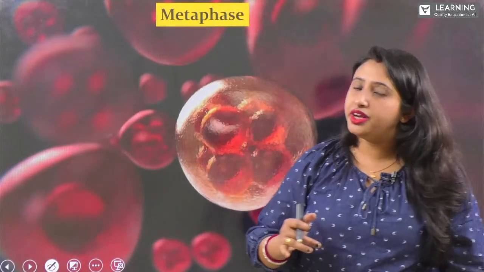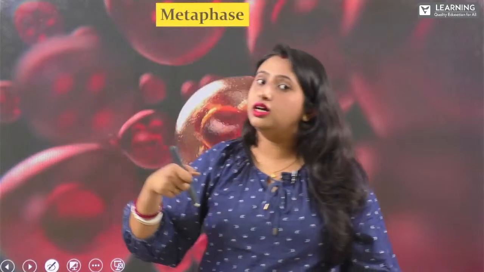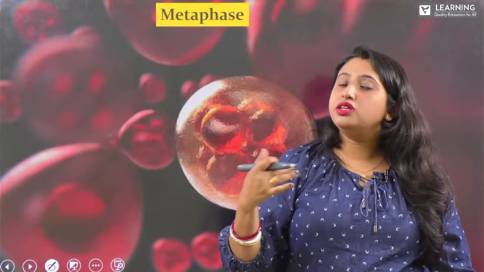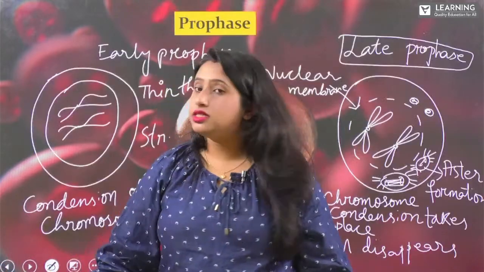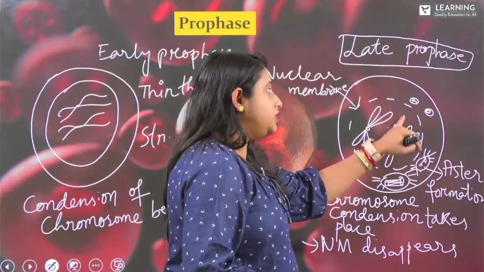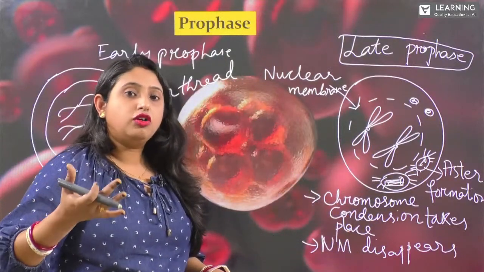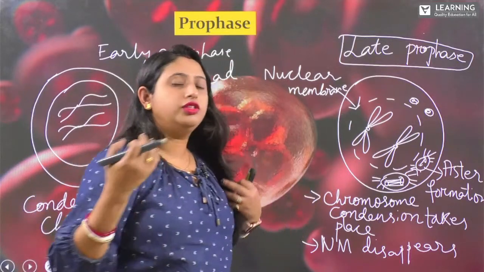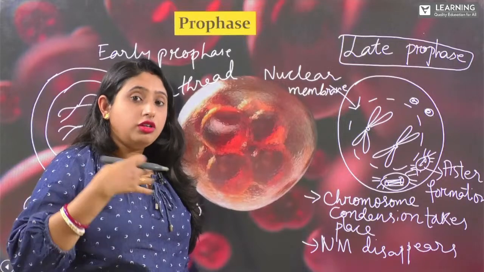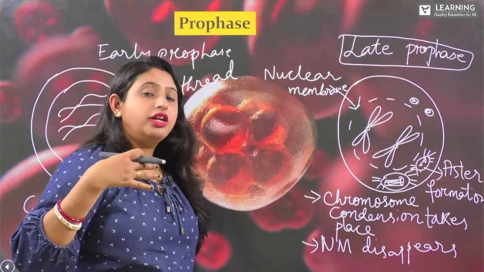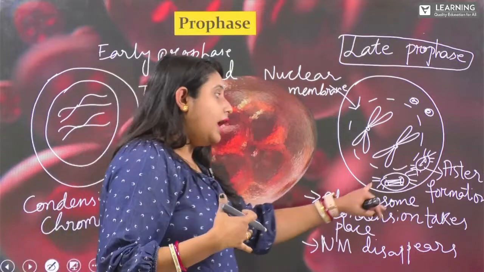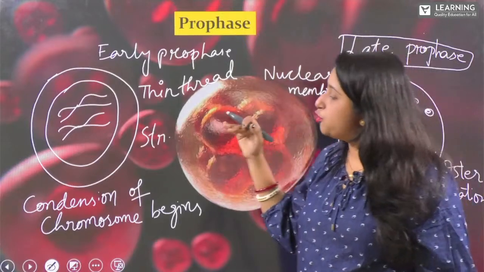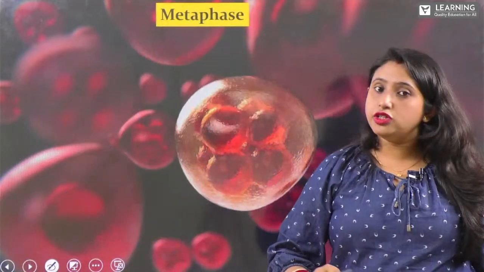Now what happens in the metaphase? As you have seen, in the prophase the condensation of chromosomes has taken place, then the nuclear membrane starts disappearing, and all the organelles like the mitochondria, Golgi bodies and endoplasmic reticulum move out of the nucleus to the corner and start disappearing, and the aster formation takes place. So these are the 4 points under the prophase. Now under the metaphase, what happens?